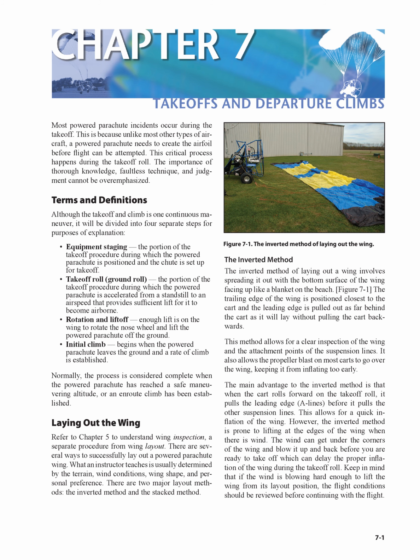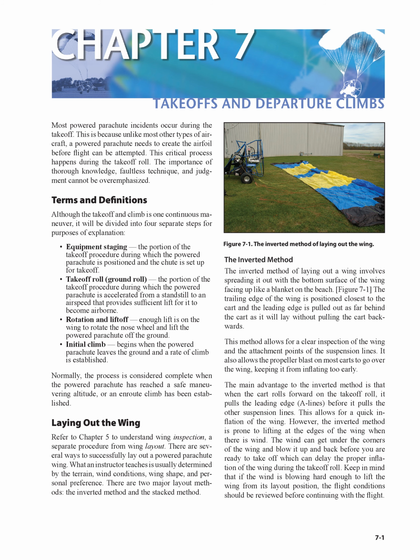Rotation and liftoff, enough lift is on the wing to rotate the nose wheel and lift the powered parachute off the ground. Initial climb begins when the powered parachute leaves the ground and a rate of climb is established. Normally, the process is considered complete when the powered parachute has reached a safe maneuvering altitude, or an en route climb has been established.